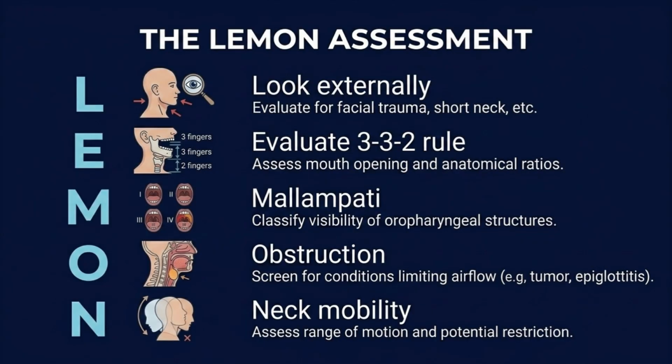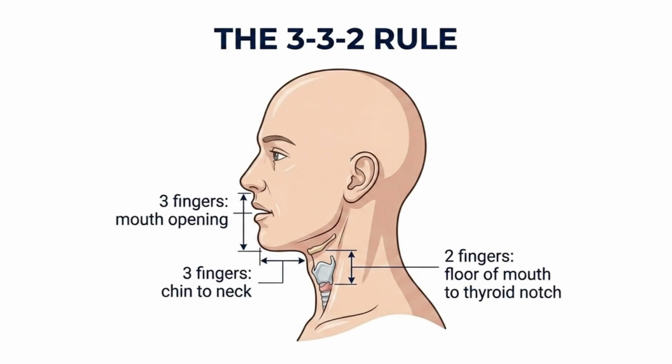One helpful method is called the LEMON assessment: Look, Evaluate, Mallampati, Obstruction, and Neck mobility. Another helpful method is the 3-3-2 rule. Measure mouth opening, chin to neck space, and floor of mouth to thyroid notch.